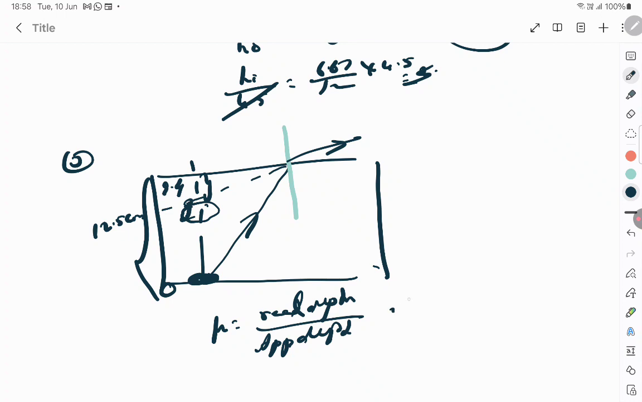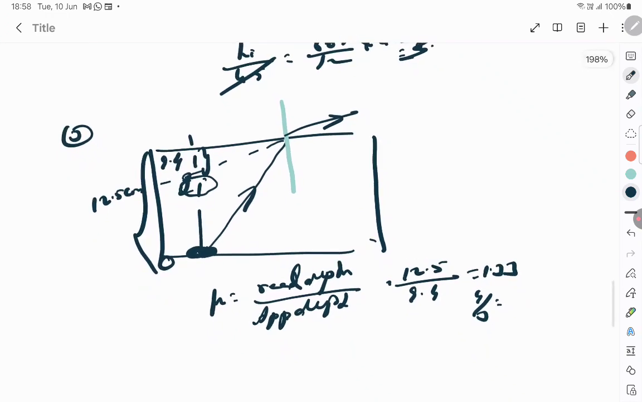What is the real depth? It is 12.5. What is the apparent depth? 9.4. So the answer is 1.33. The fact that it's 1.33, which is nothing but 4 by 3, is water's refractive index. That shows that it's definitely water.